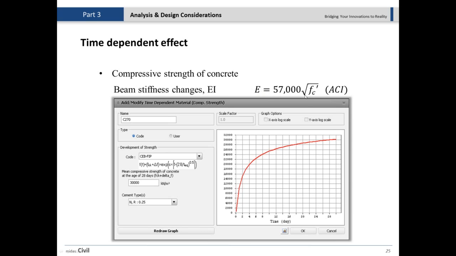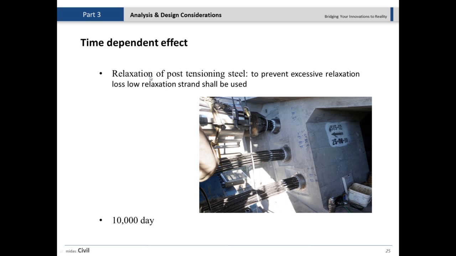I browsed this from the ACI code. You see that the modulus of elasticity is a function of f'c, the compressive strength of concrete. So when we have changes in the compressive strength of concrete, the modulus of elasticity changes, and the modulus of elasticity is a part of the bending stiffness that we define for a beam. So that is going to affect the deflection of the structure. All of them are important, so we have to consider this time-dependent effect as well.